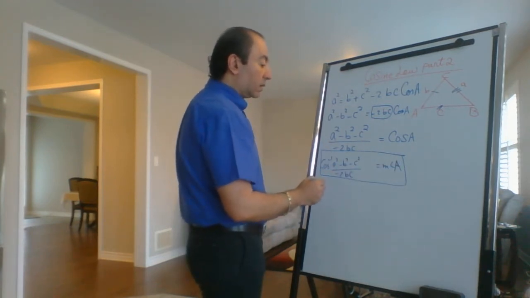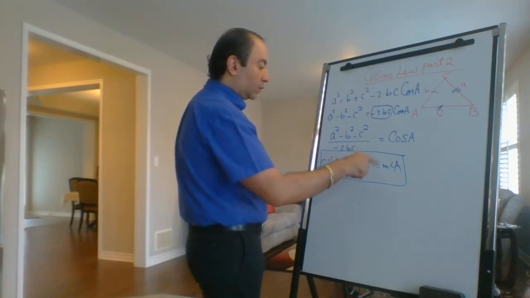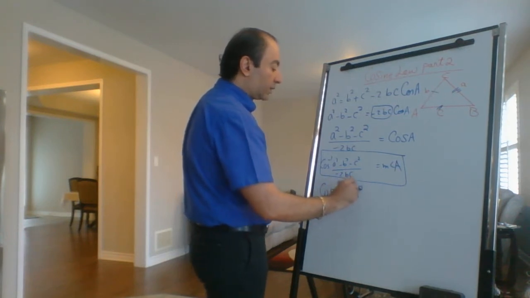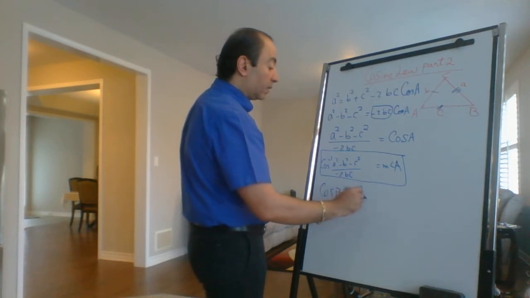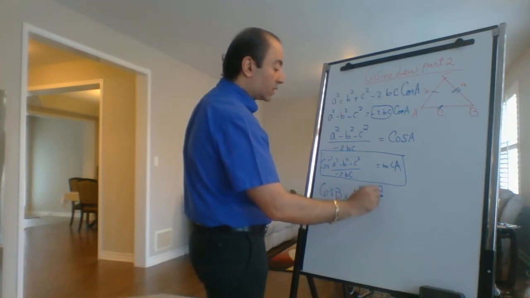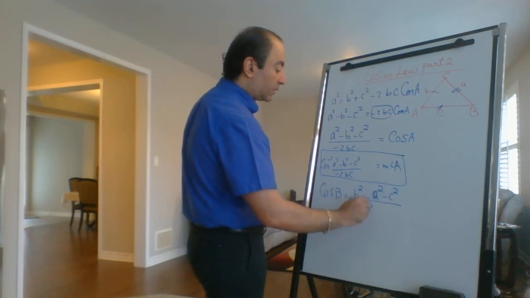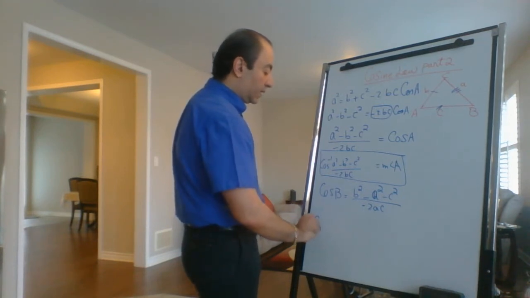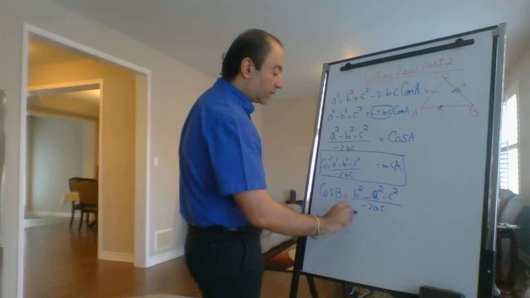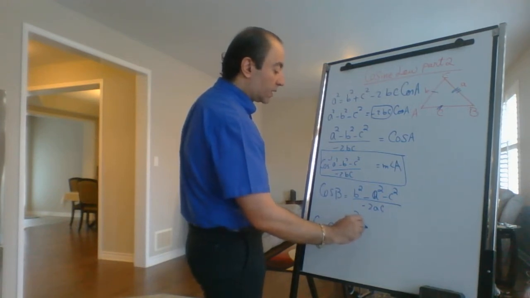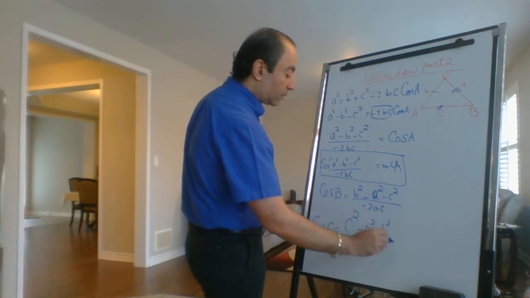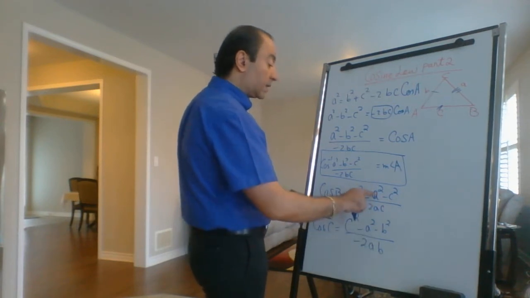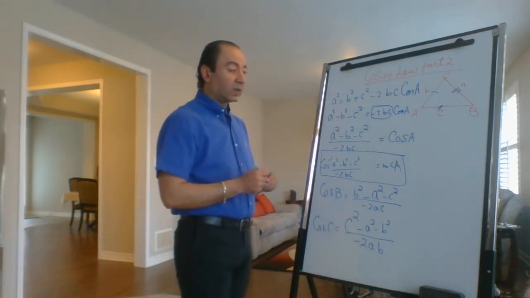Using the same idea, cosine B will be b squared, the side that's opposite to angle B, minus the other two sides squared, divided by negative 2 times the other two sides, and cosine C will equal c squared, the side that's opposite, minus the other two sides squared over negative 2 times the other two sides. This is how we find the angle if we know the three sides.